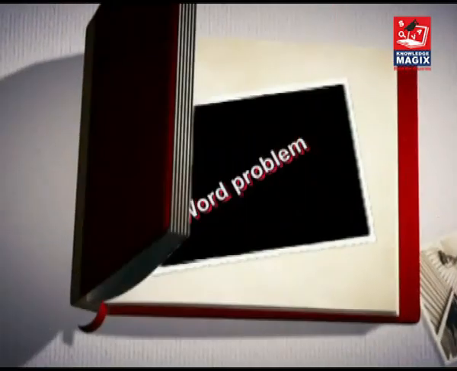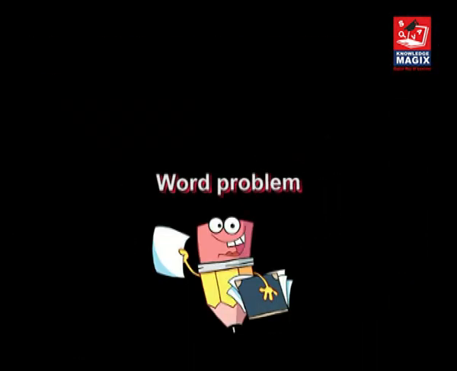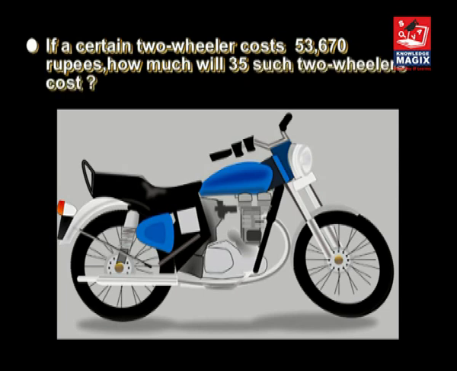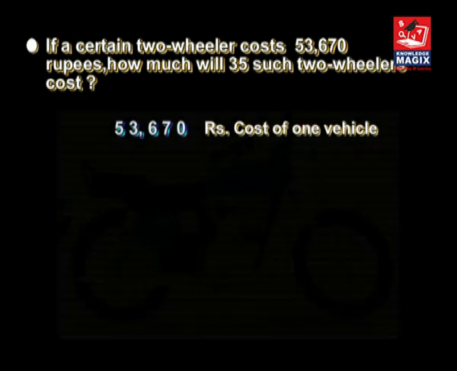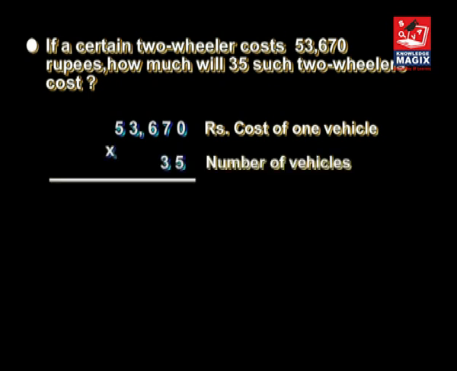Next, word problem. If a certain two-wheeler cost 53,670 rupees, how much will 35 such two-wheelers cost? 53,670 rupees cost of one vehicle into 35 number of vehicles.